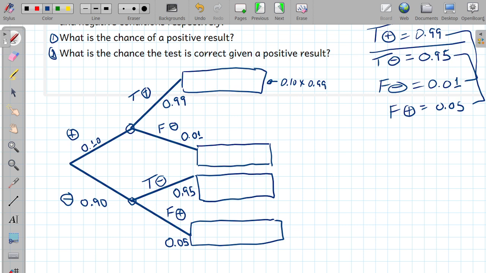Did I write something down wrong here? True. Positive. Oh, I put the wrong numbers in on my notebook. So you know what? We'll just redo the calculations right from scratch because I have them backwards on my notebook. That's bad. Okay, no biggie.